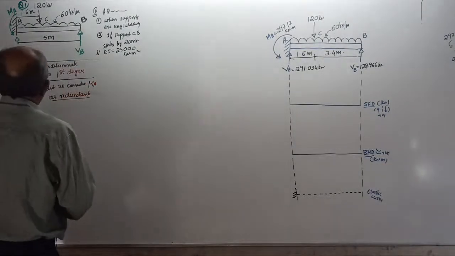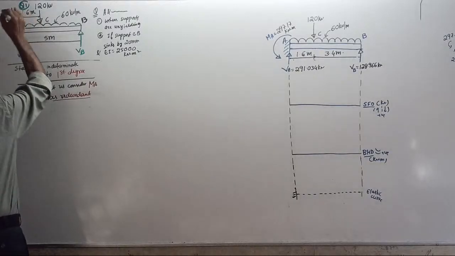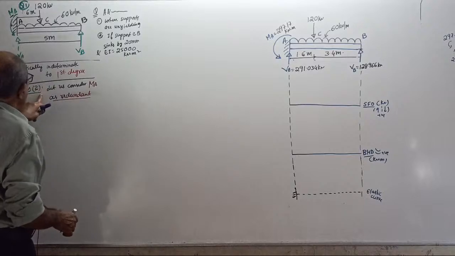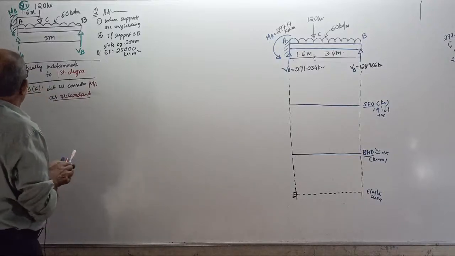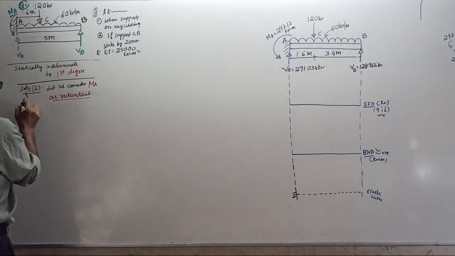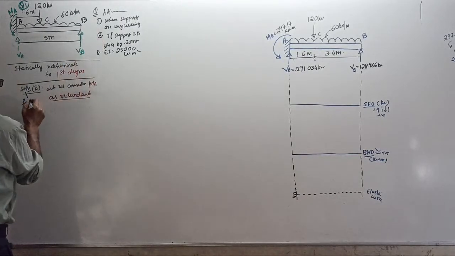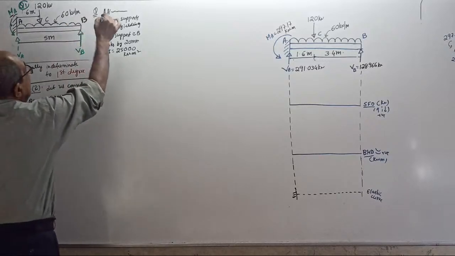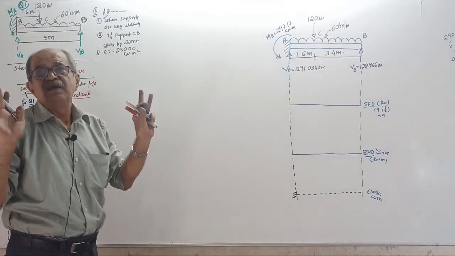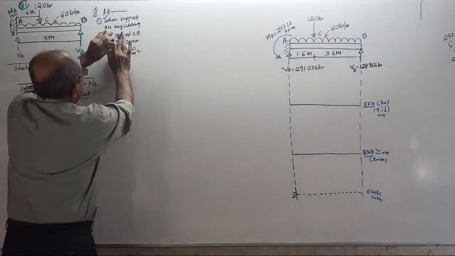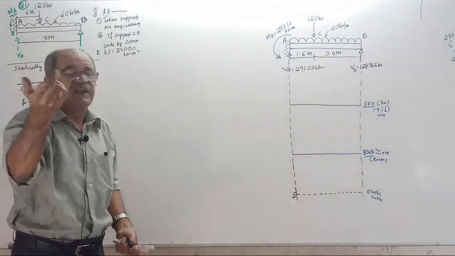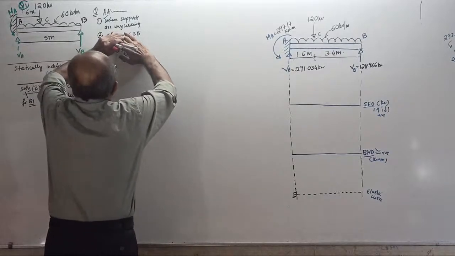It's there. See, I will take this MA as redundant. So, second solution. Remember, I am solving the second solution, MA as redundant, solution two for question one. What is question one? Question one is here. When supports are unyielding, I am solving that question. Okay, start. Don't see this one. Support B sinks, right now don't see. That is the second question.